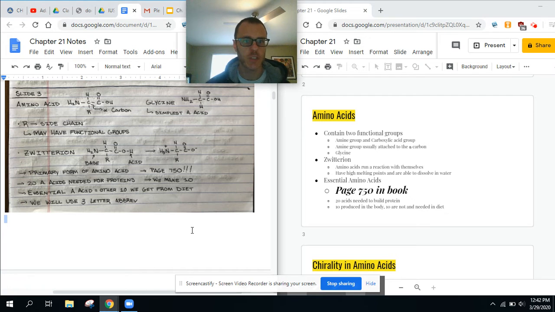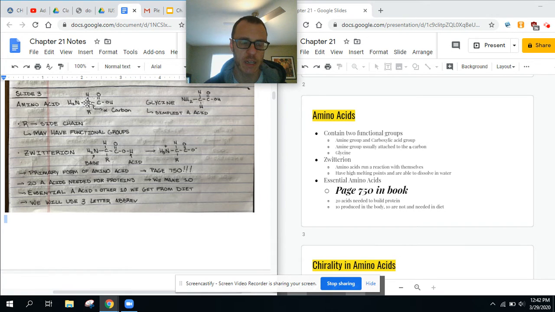All right, guys. For slide 3, we're now looking at amino acids. And amino acids contain two functional groups. One of them is an amine group. The other one's a carboxylic acid group, hence amino acid. The amine group is usually on the alpha carbon, which if we look over here at the notes, here's an amino acid. There's your amine group.